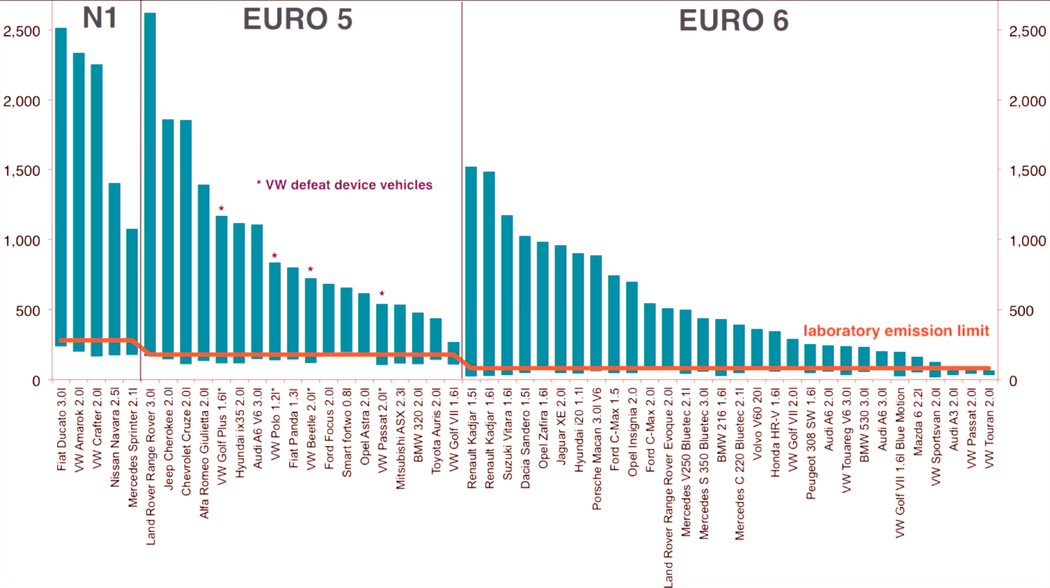So the orange line is the emission limit, right? And the bars have an upper and a lower end. And the lower end is how much emissions the cars have. This is just for nitrogen oxides, for NOx emissions. What they had in the lab when you're driving the test cycle.